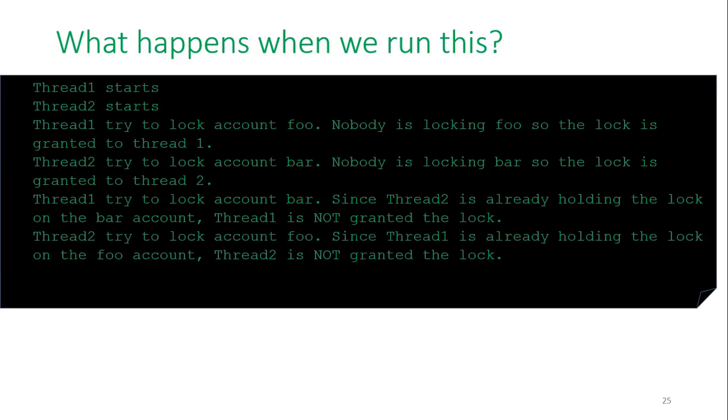So it's frozen. It goes to sleep, waiting for that lock to become available. Same thing is going to happen to thread 2, but the other way around. Thread 2 is going to try to get the lock on account foo. It already has the lock on account bar, okay? But thread 1 is already holding that lock on the foo account. So thread 2 goes to sleep, is blocked, and it's going to wait for that lock to become available, and this is never going to happen.